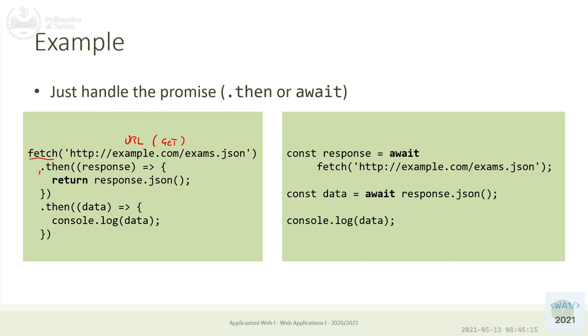So we have a dot then, the then method sets up the callback that will be executed when the fetch completes, when the promise completes. And the promise is completed when the response comes back from the server. At this point, we have an object response, which is the resolution value of the promise itself, the value to which the promise was resolved. And we can extract information from these response objects, like, for example, if the body contains some JSON, we have a method for extracting the corresponding object, and so on.